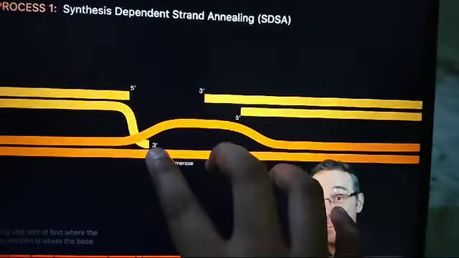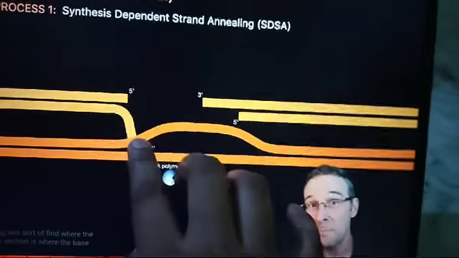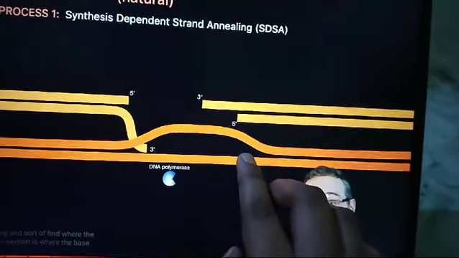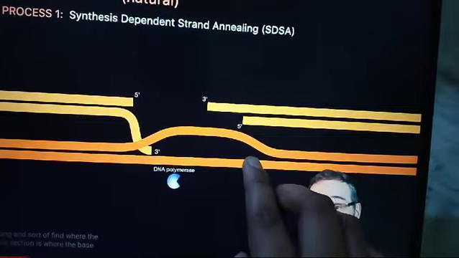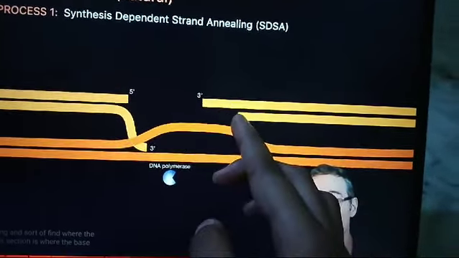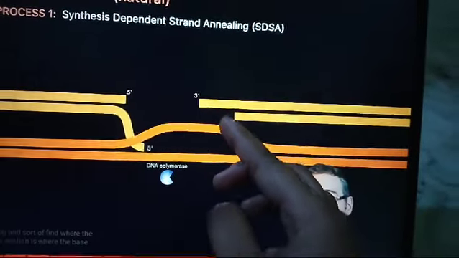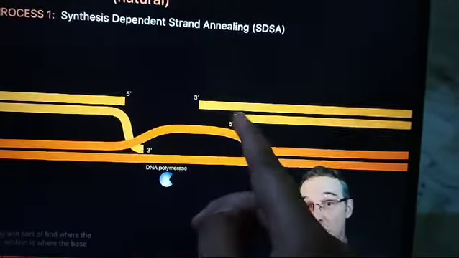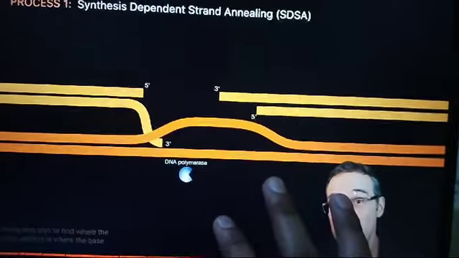meaning it will polymerize this DNA as long as needed. But how will it get to know that it needs to stop over here? It needs to stop over here so that it can ligate here, right? This is the main question.